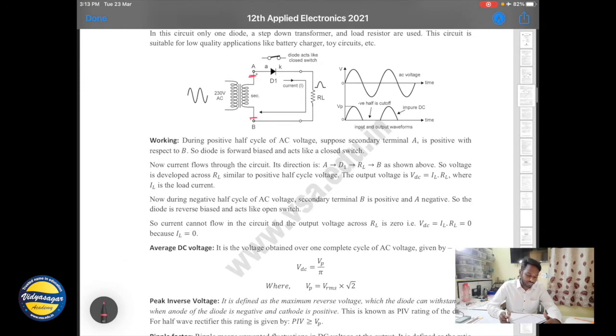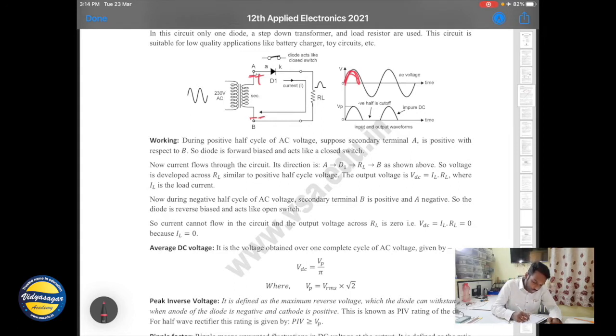Now coming to the working of the half wave rectifier. Consider the first positive half cycle. During the first positive half cycle, that is this half cycle over here, consider that point A is positive and point B is negative. As we know, AC changes its polarity 50 times in a second, therefore its frequency is 50 Hz. We say that the frequency of AC is 50 Hz.